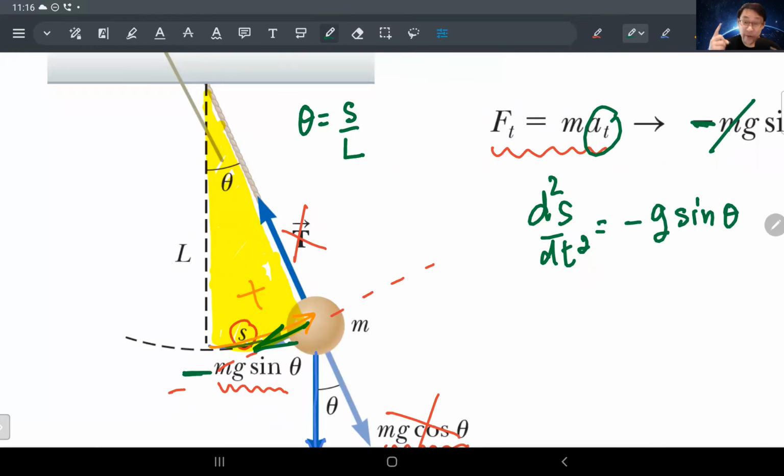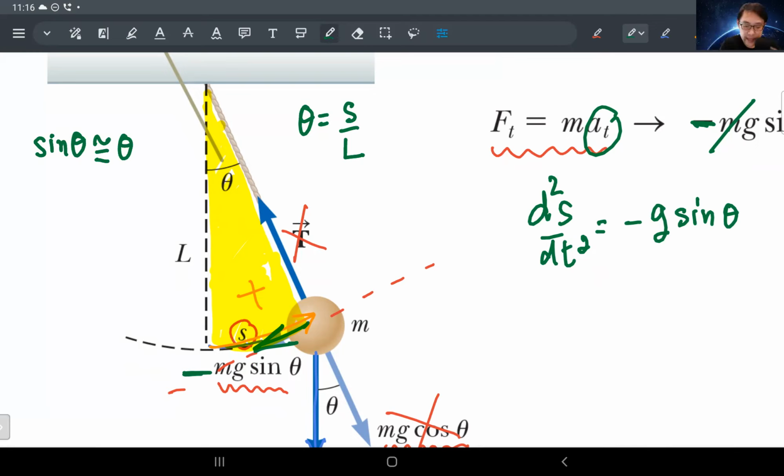All right. And now here's the key. But Ajahn, you have the sine theta. You don't have the theta. And this is the approximation that I'm going to bring in. When the theta is small, sine theta is approximately equal to theta. I don't know, have you seen this before? But we will use this again later.